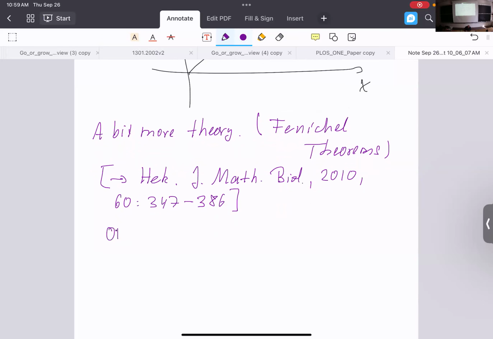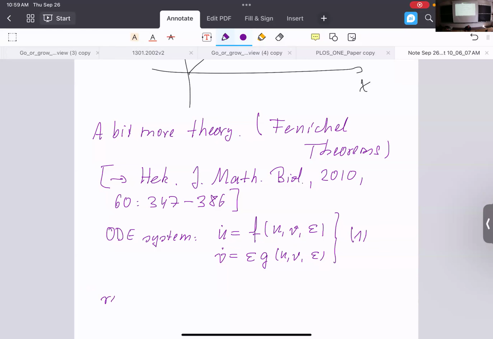So we start with an ODE system, and now I write it down in u's and v's. So u dot is f of u and v and maybe epsilon. And v dot equals epsilon g of u and v and epsilon. So this is 1. And we can do the rescaled system.